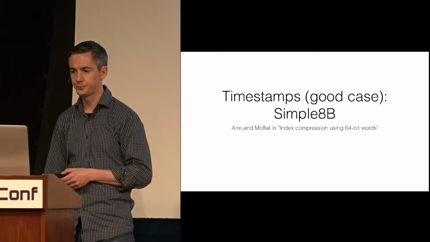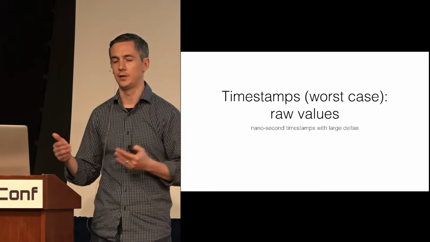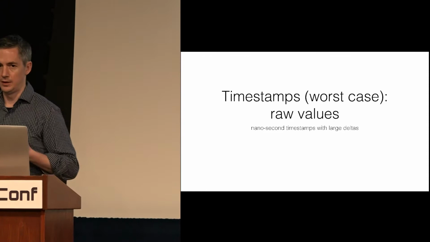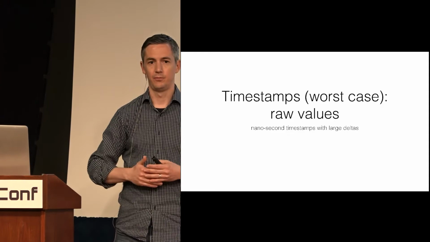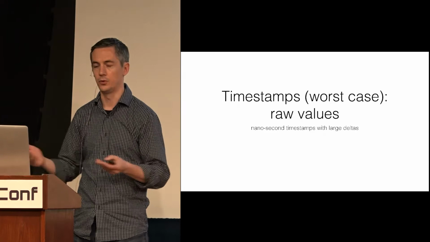So in the worst case, we actually have to store the raw value. We have to store the full int64 timestamp. That comes up in situations where people are using nanosecond scale timestamps, but the distance between each timestamp is too great to represent as a delta, or the cost of representing it would be more than just storing the raw timestamp itself.